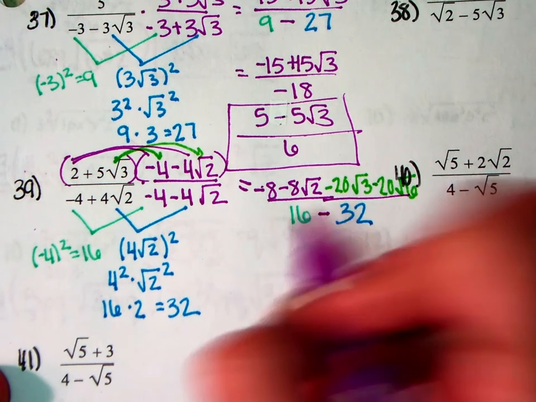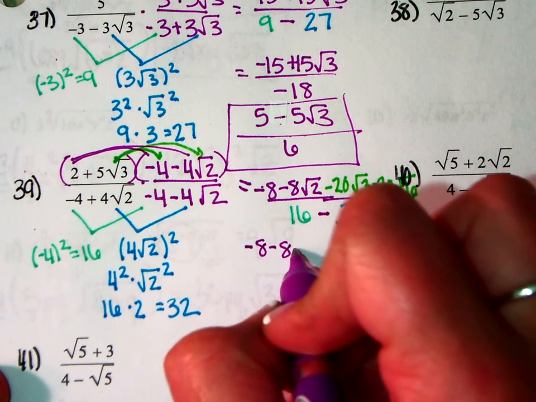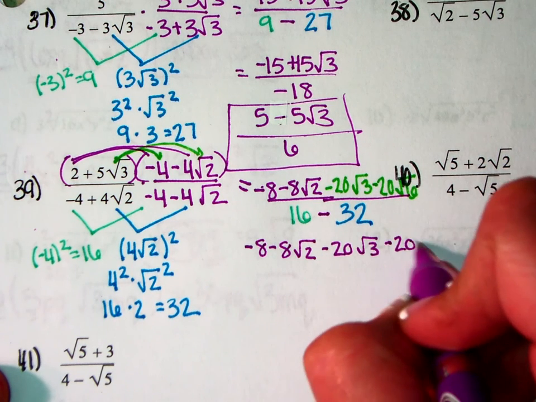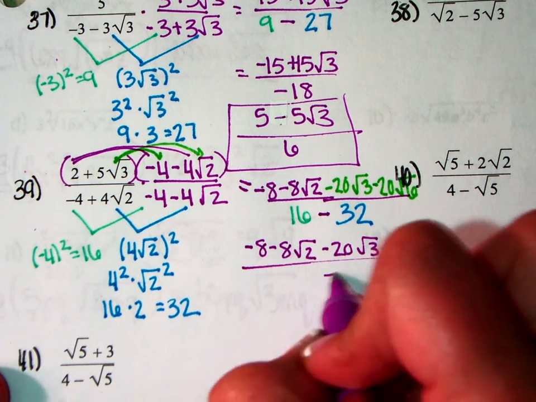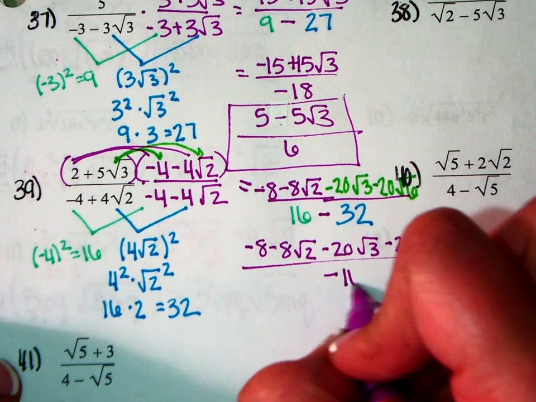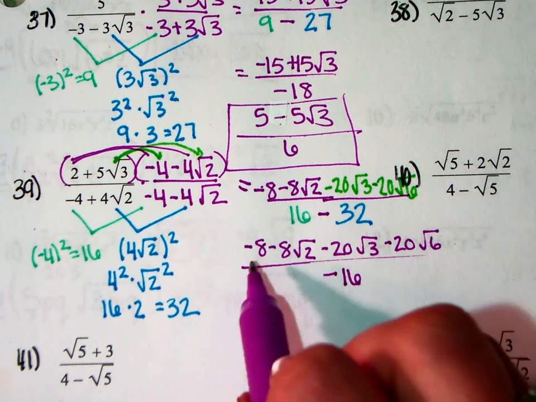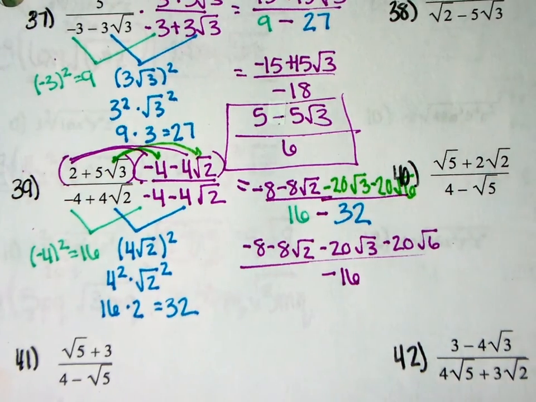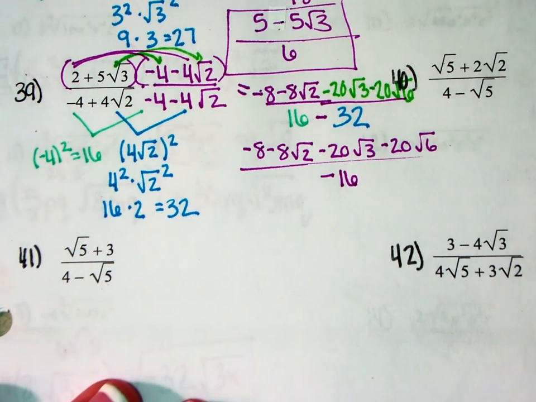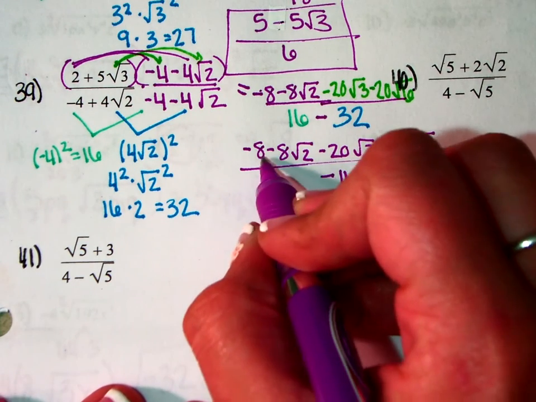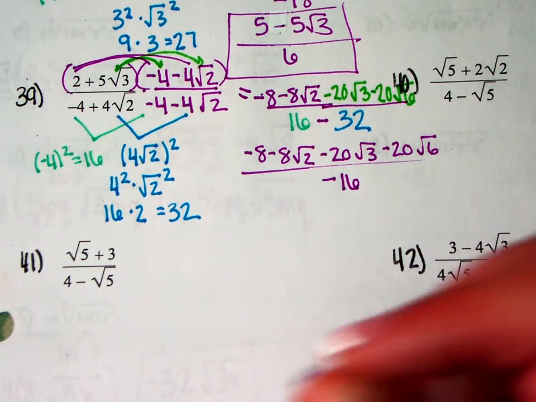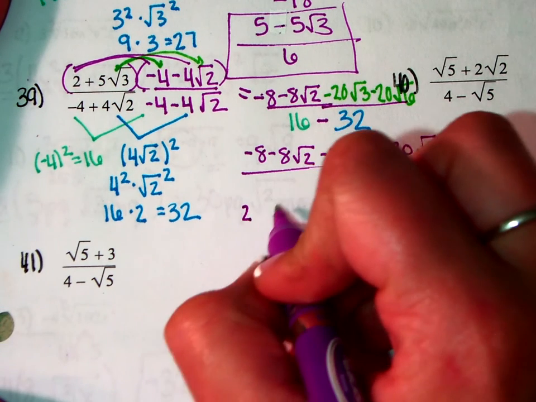Continuing on our trend, I'm going to have a -8 minus 8 square root of 2 minus 20 square root of 3 minus 20 square root of 6 all over -16. Between 8, 8, 20, 20, and 16, I can pull out a 4 from all of those numbers. So when I do that, let's go ahead and simplify. When I pull a 4 out, -8 divided by +4. Oh, I'll pull a -4 out, sorry. That'll give me a +2.